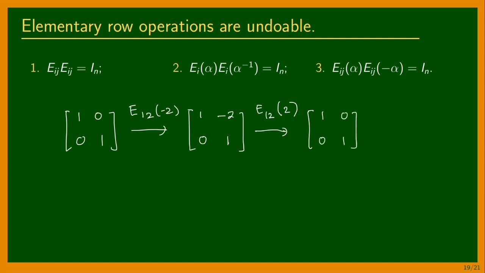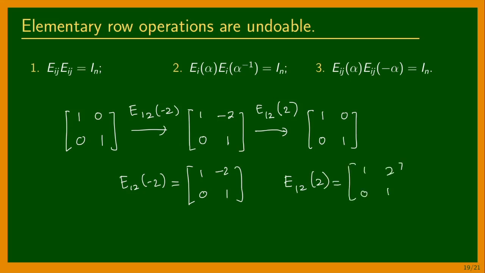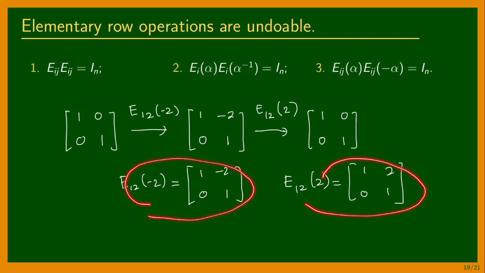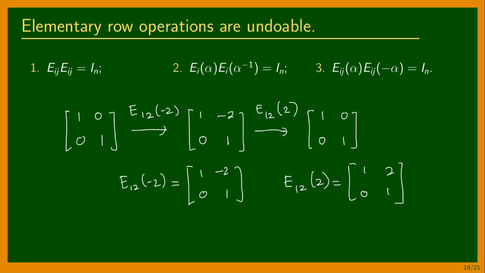What I'm saying is that the E12 negative 2 matrix is this: 1, negative 2, 0, 1. The E12, 2 is 1, 2, 0, 1. If, as elementary matrices, you try to multiply these things, you should be getting the identity.